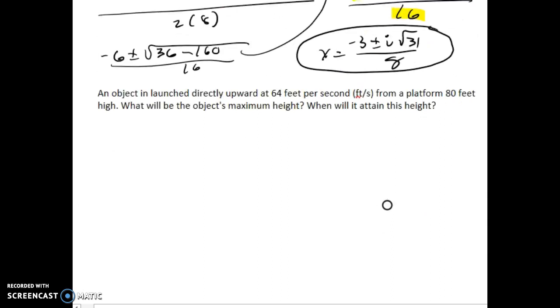Okay, so what we have to know here is that when we throw an object, it follows this formula. It's something that maybe you don't know, but it's negative 16t squared plus whatever our vertical speed is, so it's 64t, plus 80, our current height.